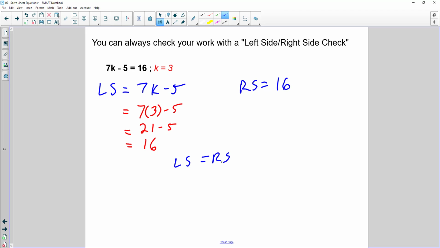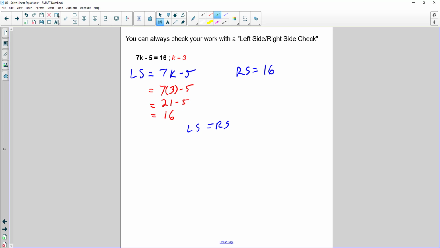If I got, say, 13 on the left and 16 on the right, then you know that we've done something wrong and that answer would be incorrect. Now this is how we do a formal check. The reason we do a formal check like this is we never want to end up with the equation. Let's say I did something wrong and I got the answer was k equals 2.